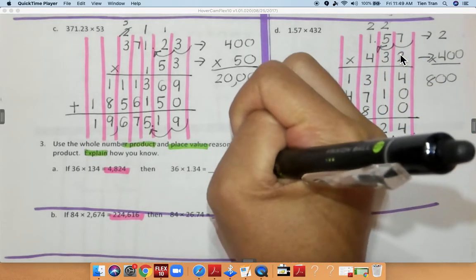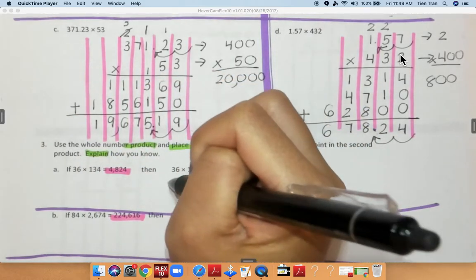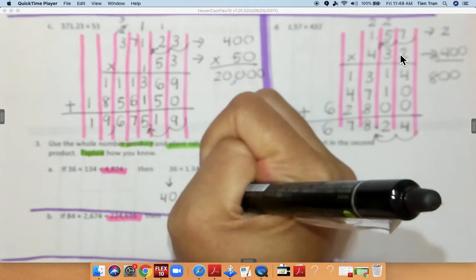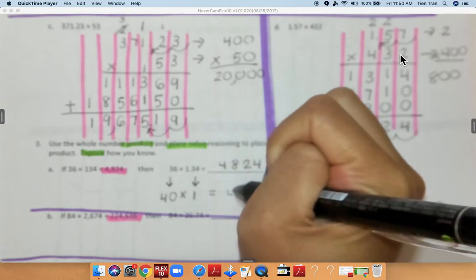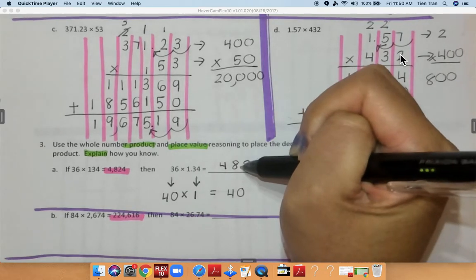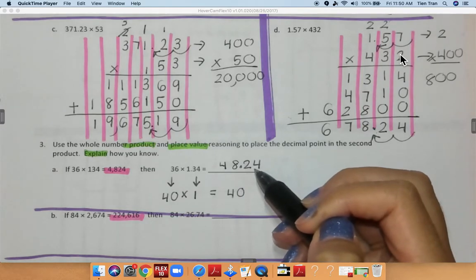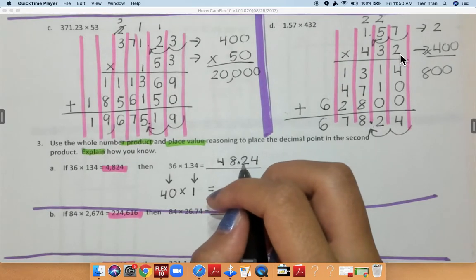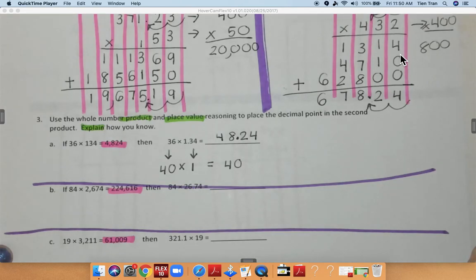You have 4,824, okay? So if I were to multiply 36, which can be rounded to 40, and 1 and 34, which can be rounded to 1, 40 times 1 is equal to 40. So in this case, would I put my decimal in between 8 and 2, where it's close to 40, or would I put it in between 2 and 4, where you get 482? The one that makes sense the most is going to be in between 48 and 24. Okay, so that's why I'm putting my decimal right in the middle.